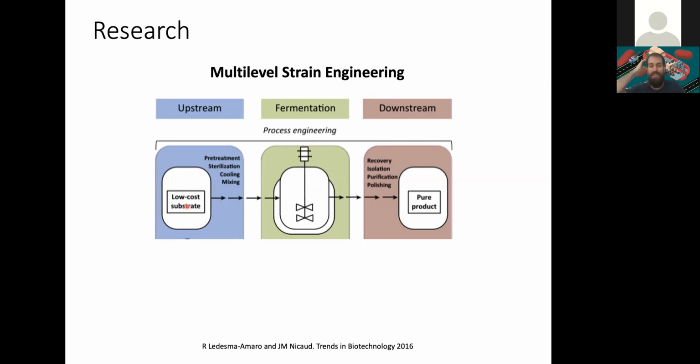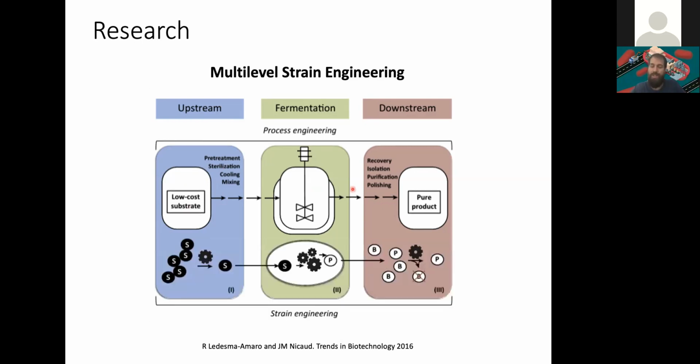Or the downstream part of the process. Once you have produced a lot of this compound, it needs to be polished, isolated, and purified, and that can also be very expensive. So when we design our strains, we can maybe use synthetic biology also to bring to the strain features that help make the overall process cheaper. So not only producing a lot, but also being able to produce a lot from a very cheap carbon source, and also being able to purify this product in the end in an easier way.